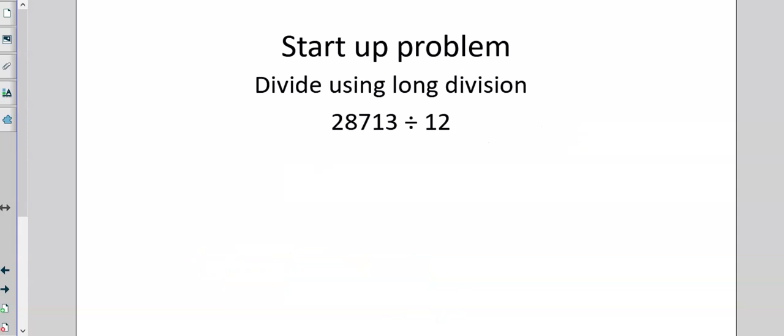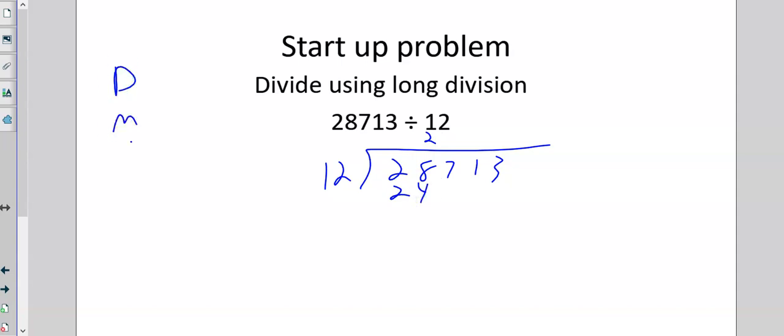All right, let's start a problem using long division. So, good old review of basic division. 2, 8, 7, 1, 3. So 12 doesn't go into 2, so we skip over. 12 goes into 28 2 times. So remember, it's Dead Monkey Smell Bad: Daddy, Mother, Sister, Brother. So divide, then multiply, subtract, bring down.